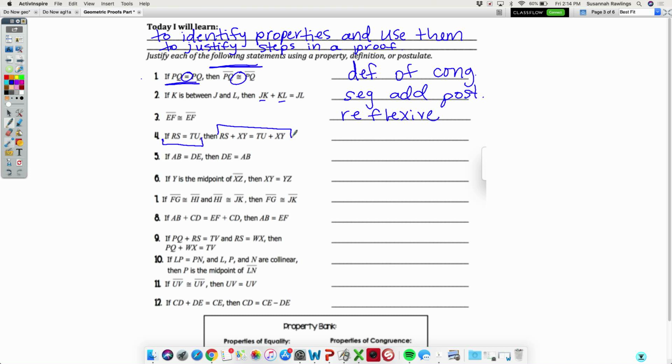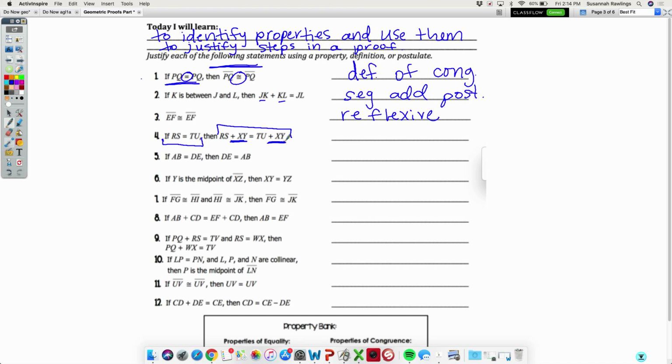It repeated. What did you just say, Jad? Repeated the addition. Okay, so she's saying we added something. What did we add to the RS? It's Y. What did we add to the TU? It's Y. Okay, if we're adding the same thing to both sides of an equation, what is that called? Transitive.